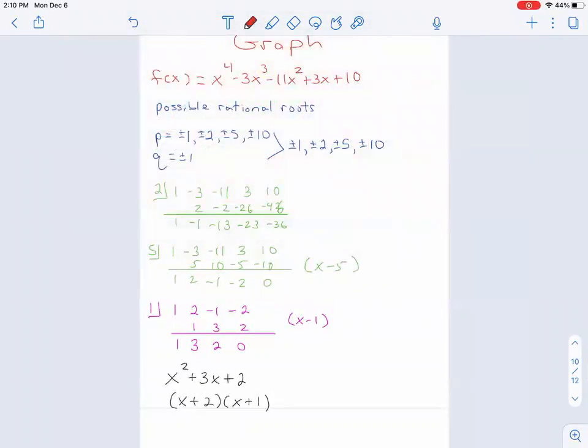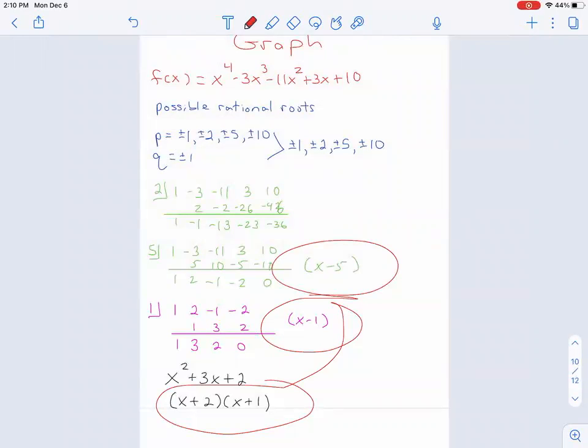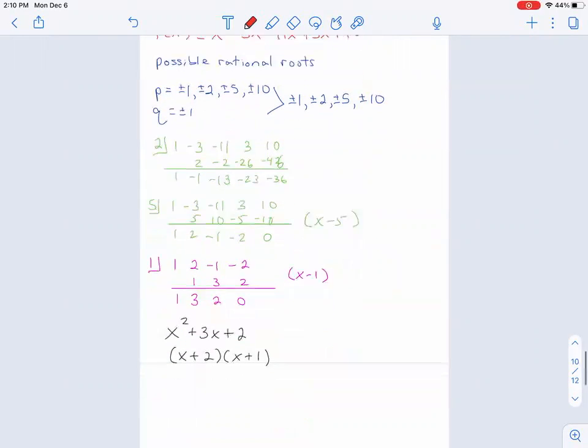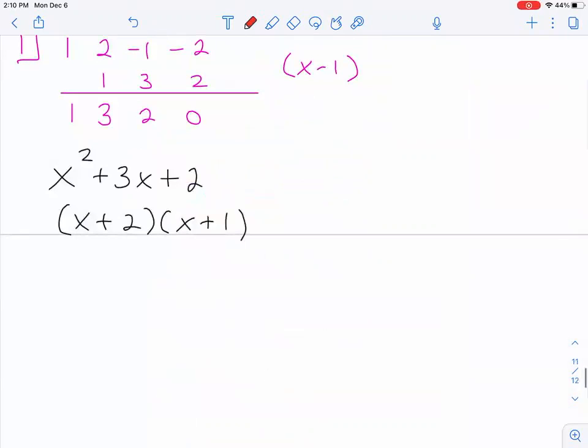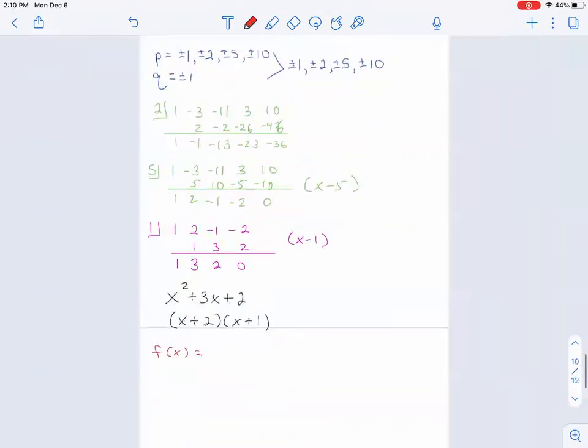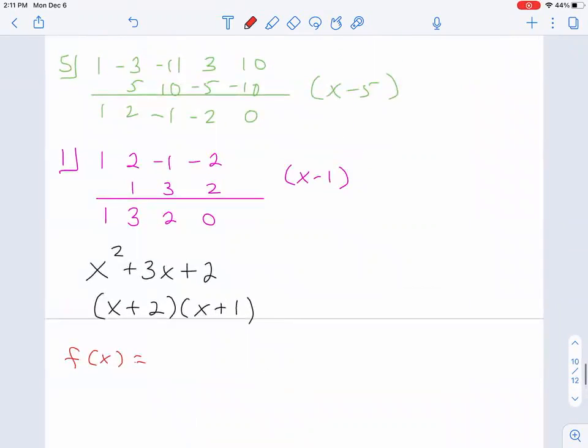And so if you have stuck with that, we're done. We have factored this. We have four factors: x minus 5, x plus 1. I'm sorry, x minus 1 and x plus 2, x plus 1. Yes, Rishi? Yeah, let me write that down. So in factored form, we have f of x is going to be x minus 5 times x minus 1 times x plus 2 times x plus 1.